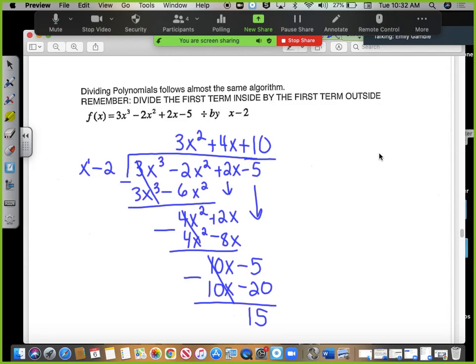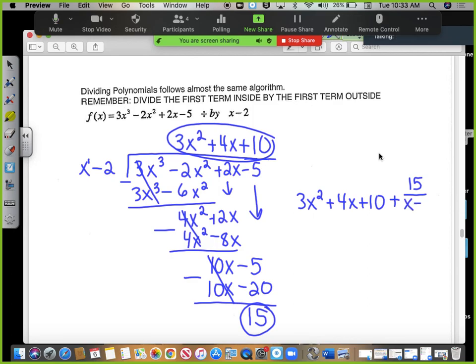Once you get down to this part, and there's no more numbers left in the original polynomial, and you look here and you're thinking to yourself, how many times can x go into 15, and there are no x's left, then you are done. That means that this number here is the remainder. But when we have our final answer, our answer is going to be this stuff up here. So it's going to be 3x squared plus 4x plus 10, but it also has this remainder of 15. What you do with the remainder is you add it, unless it's a negative. If it was a negative, you would subtract it. And it's 15 over the divisor, which is x minus 2.